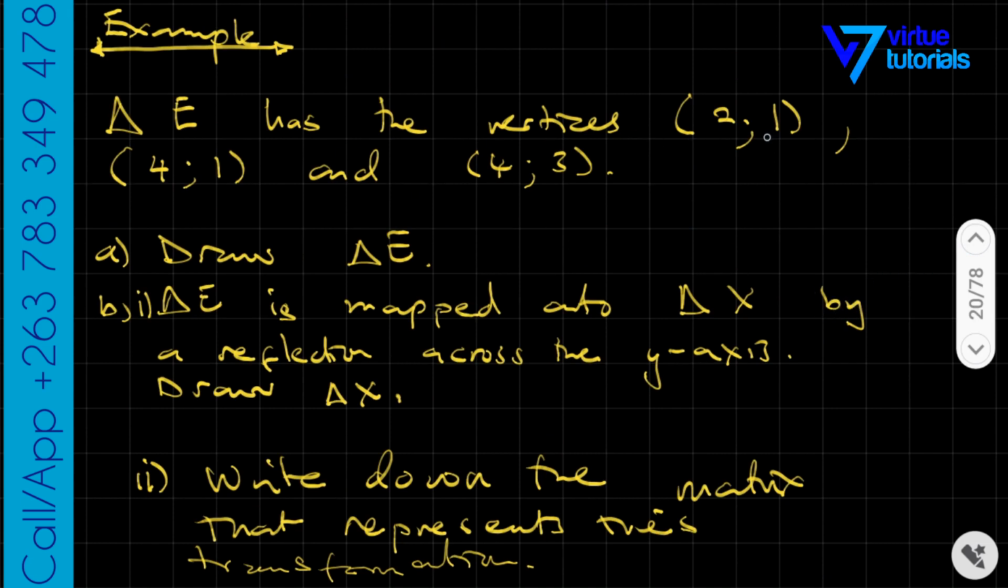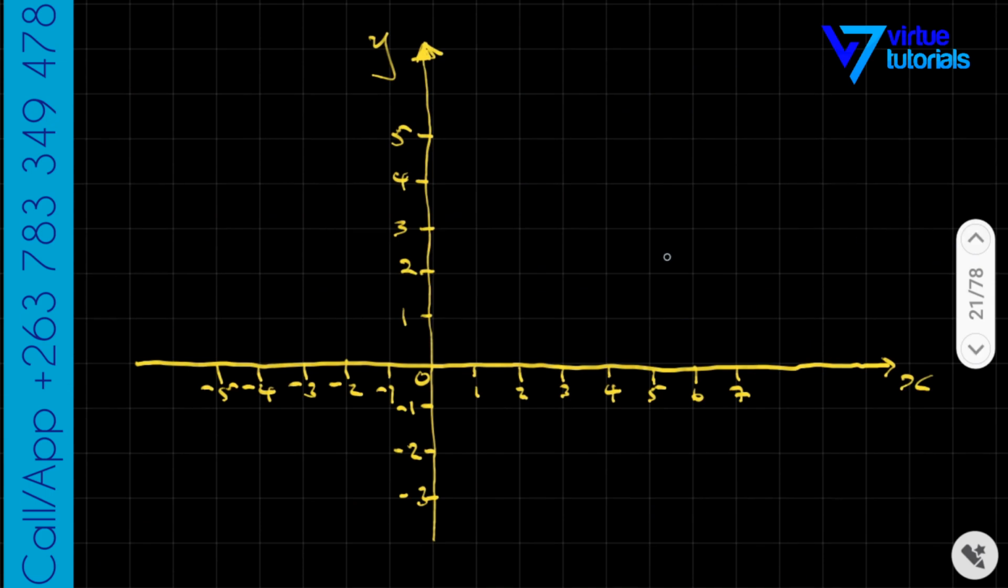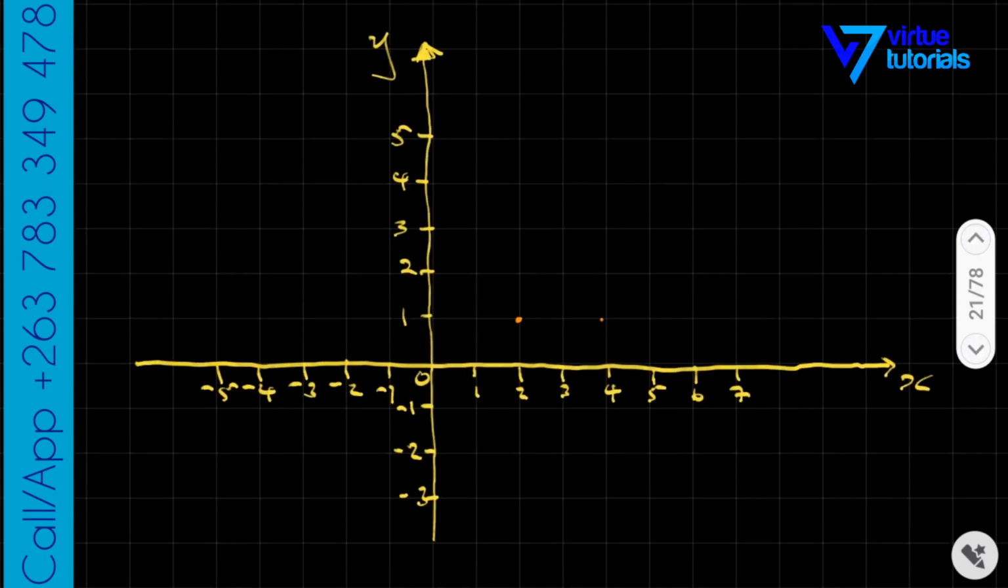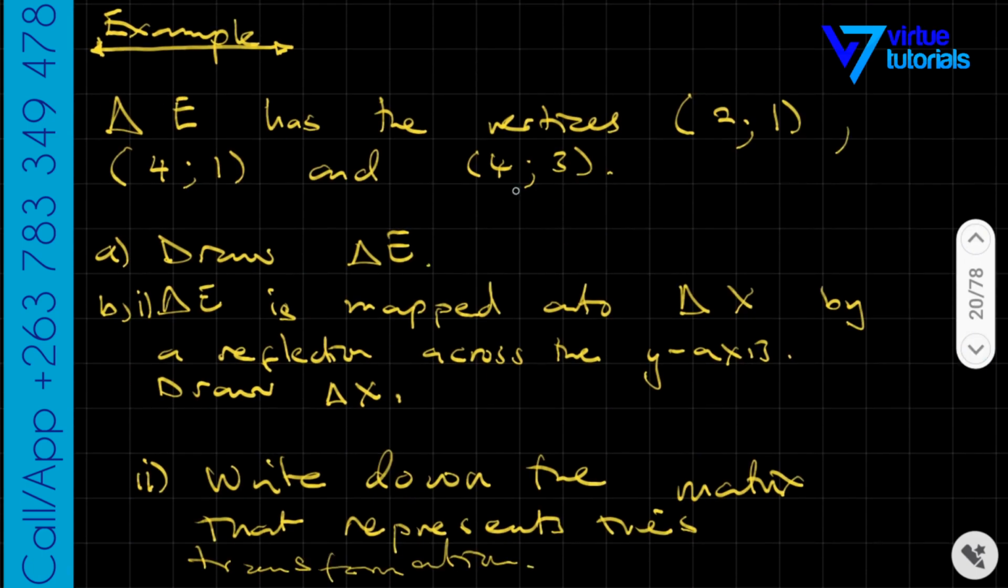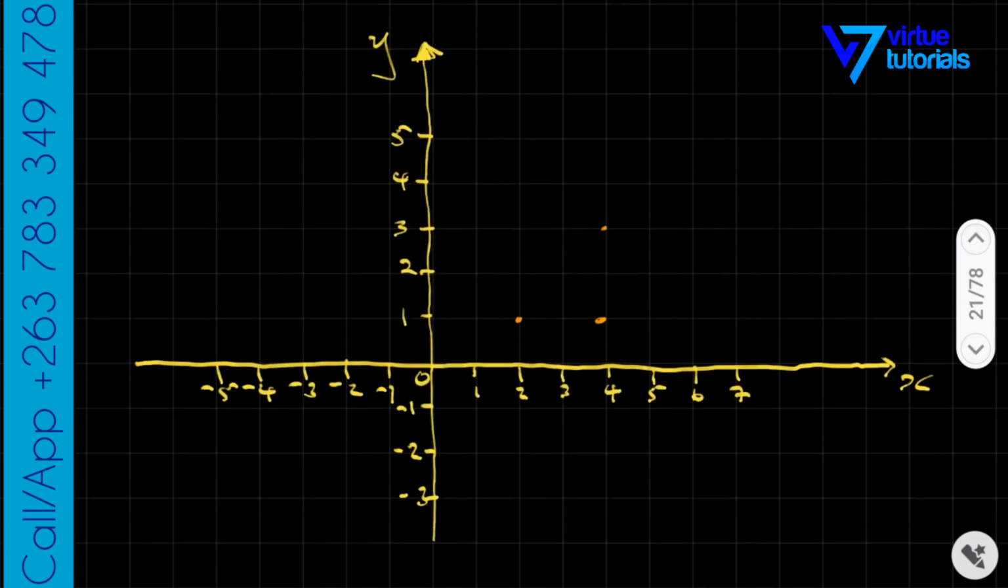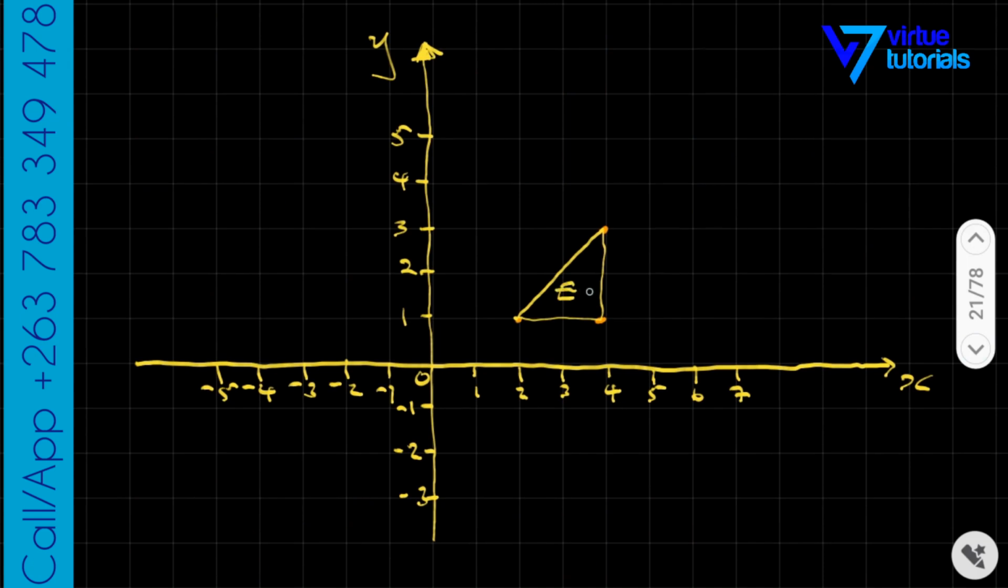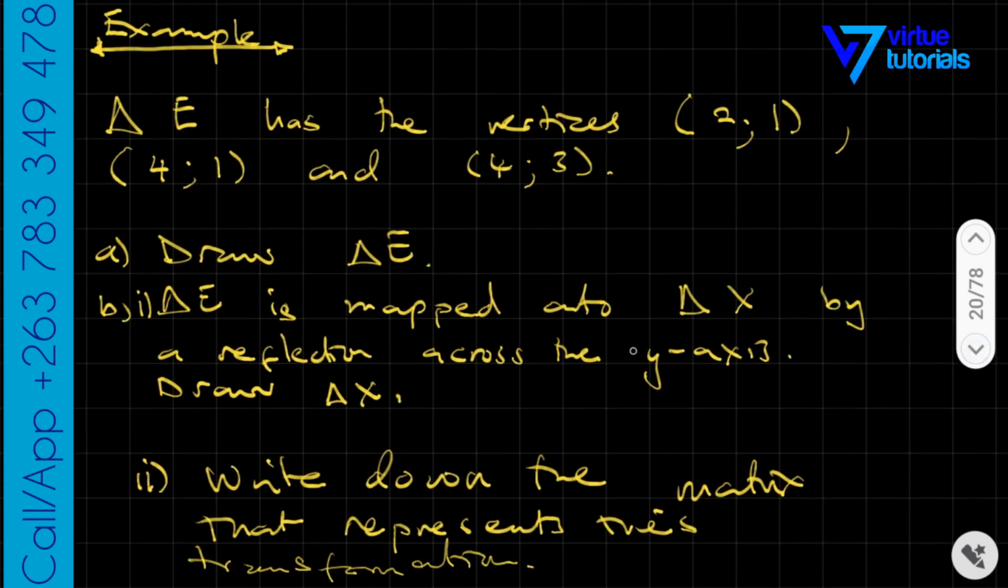Triangle E has the vertices 2, 1, 4, 1, and 4, 3. Draw triangle E. So we're going to start off with just drawing triangle E. And our vertices are 2, 1, 4, 1, and 4, 3. So let's go for it. 2, 1 is here. We have 4, 1. 4, 1 is there. And then we have 4, 3. 4, 3 is there, right? So this is our triangle that we're going to get. And this triangle is E. We can label our triangle E. So that's done.